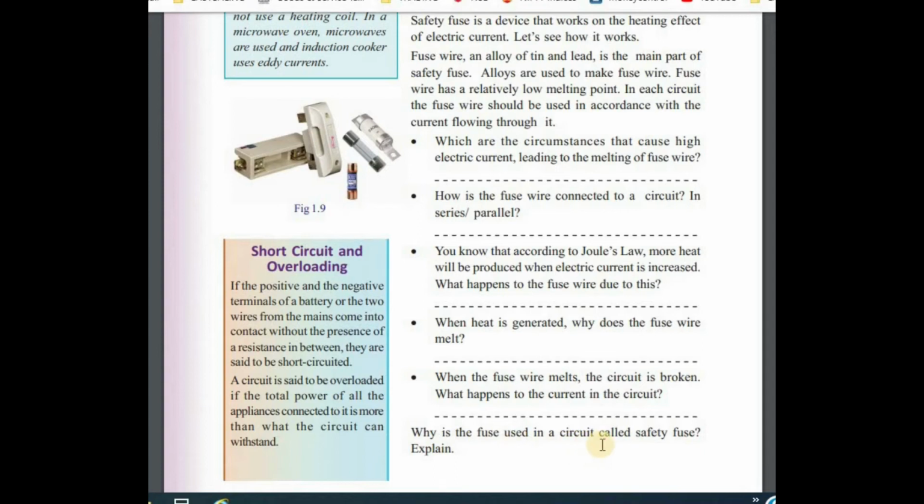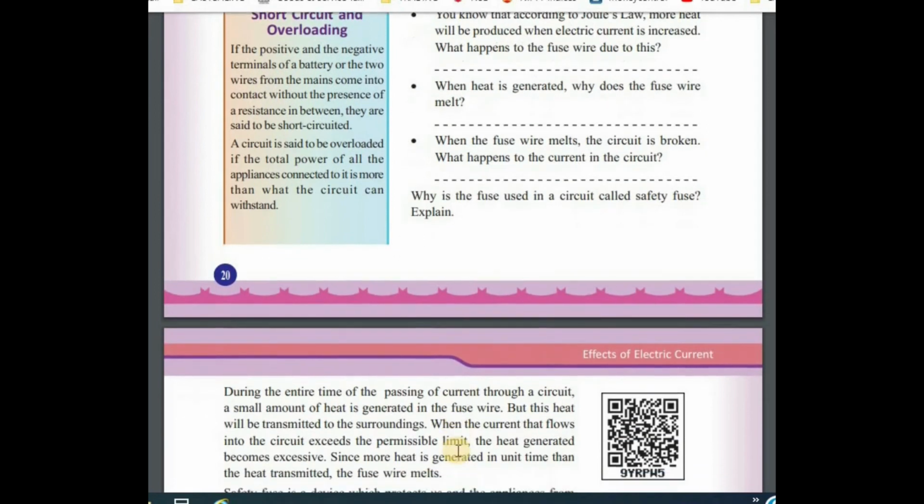Why is the fuse used in a circuit called a safety fuse? Why do we use it as a safety fuse? Let's explain the reason for it. Okay, what is the reason?